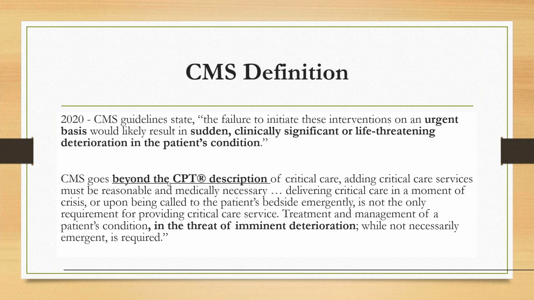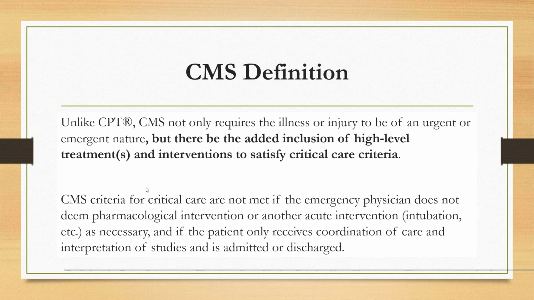So CMS goes beyond the CPT description by adding that critical care services must be reasonable and necessary. Delivering critical care in a moment of crisis or upon being called to the patient's bedside emergently is not the only requirement for providing critical care. Treatment or management of a patient's condition in the threat of imminent deterioration, while not necessarily emergent, is required. So that threat of imminent deterioration is really important. So unlike CPT, CMS not only requires the illnesses that we went over, but they have an added inclusion of high-level treatments and interventions to satisfy the critical care criteria.